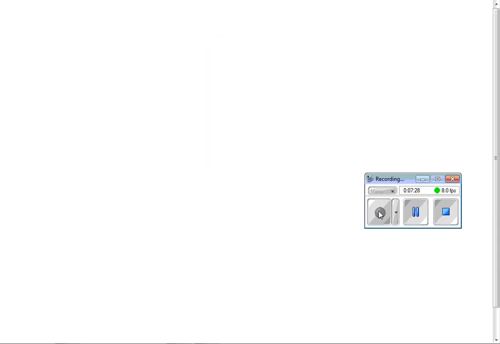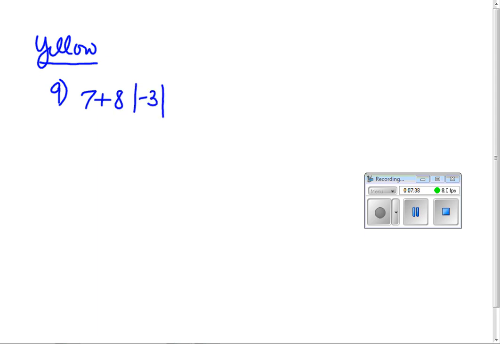Okay, let's look at the yellow worksheet from yesterday. Number 9. Okay, you guys got to do absolute value like it's a parentheses. So you have to do it first. What's the absolute value of negative 3? 3. Positive 3. Yeah. Okay, David, do you need a new worksheet?